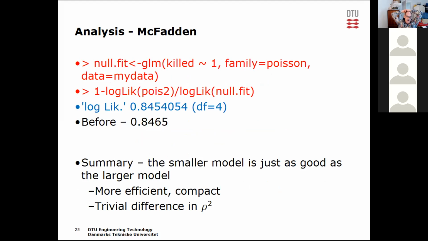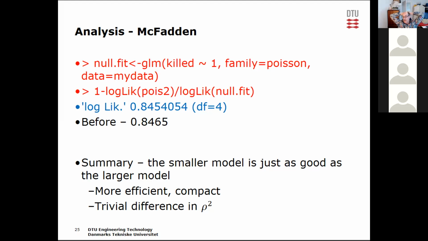And then we can run the McFadden here. So same kind of deal. I've typed in the null fit function up here on the screen, but actually it's the exact same one as we used before. So you can just reuse that null fit code. I probably took a coffee break and then came back and restarted my computer or something and then had to start over. But it's the same null fit as we had before. So nothing's changed there actually. So run the McFadden and it's 0.845. And before it was 0.8465. It's so trivial a difference, it's not worth it.